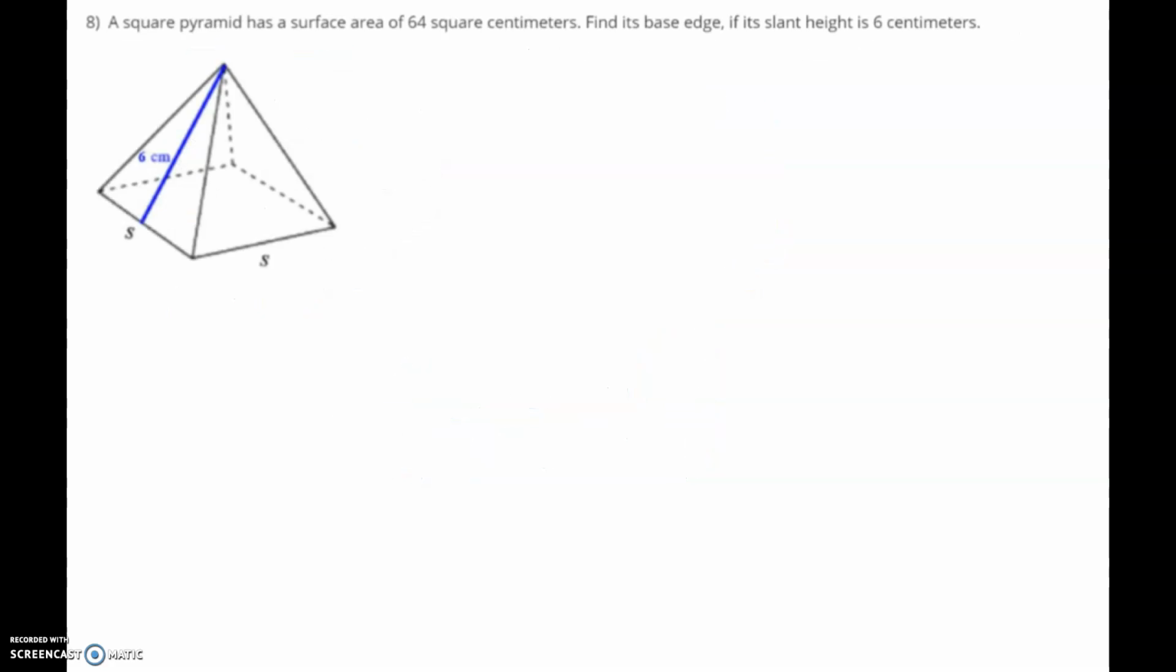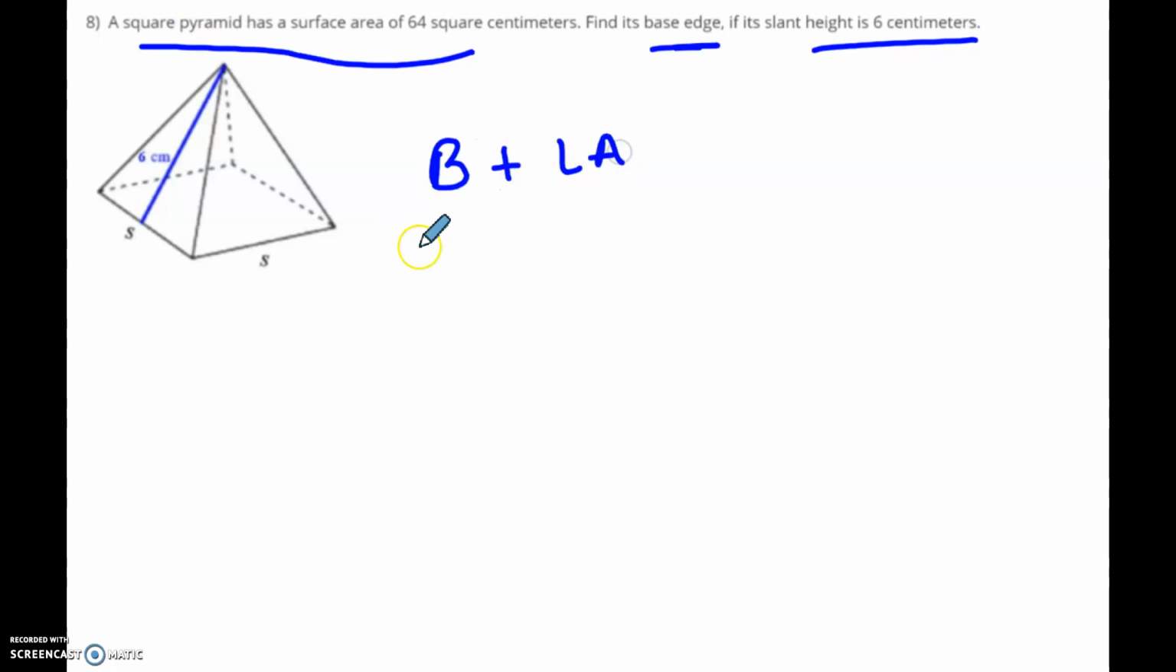On to number 8. Number 8, they tell us the square pyramid has a surface area of 64. We need to find its base edge, and they tell us the slant height is 6. So again, I would be finding the area of my base and adding the lateral area. The base is just side squared, side times side.